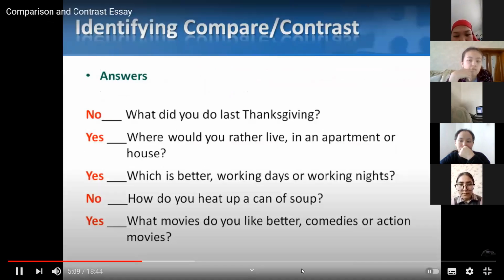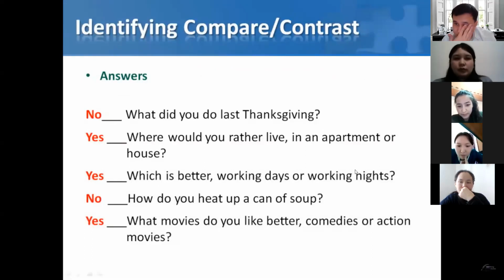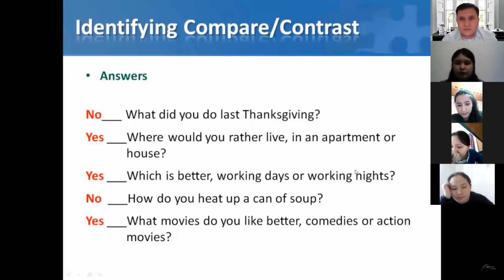Where would you rather live, in an apartment or house? Remember, for comparison and contrast, you are trying to find the similarities and or differences between at least two different objects. So in order for this to work, you need to have at least two objects that you can stand next to each other and find points of similarities and points of difference. You can do that with an apartment as opposed to a house.